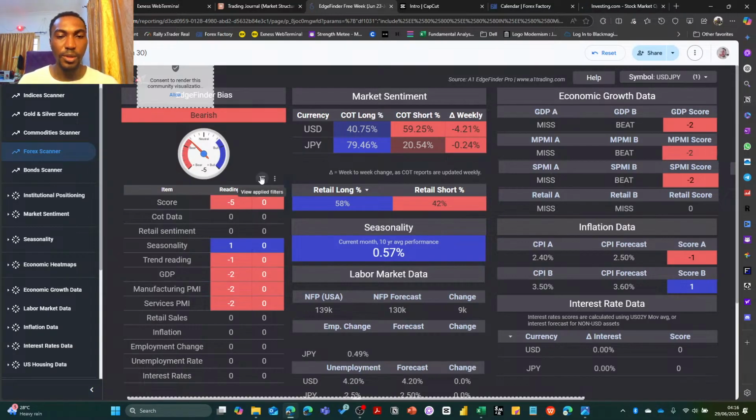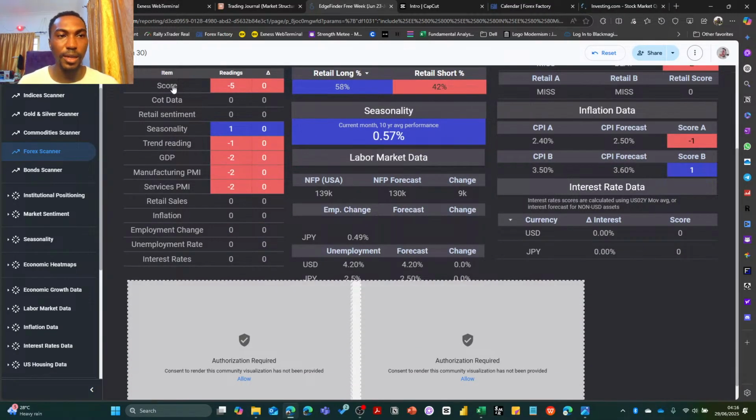So this is what I'm going to start with today. The Edge Finder, we only have it up until tomorrow. So you can see right here, 30th.